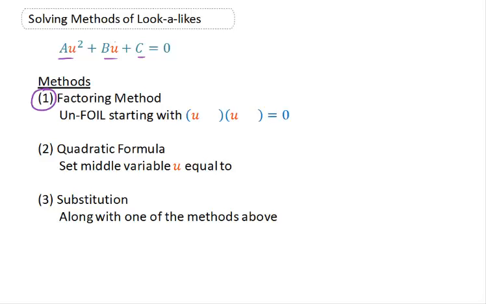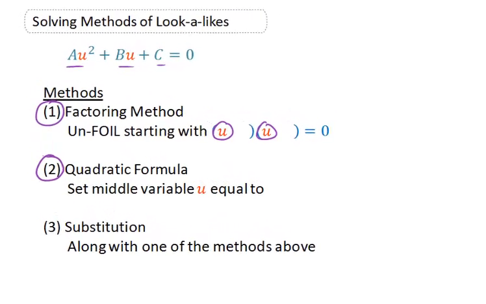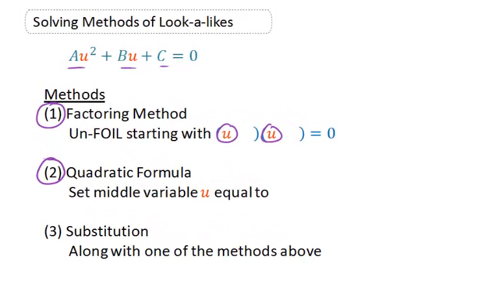Remember, whatever your middle term is here, that needs to be your first thing there. Now, if there are any numbers or coefficients to go with it, then we would have to include those as well. The second method I'm going to utilize is my quadratic formula. And the thing with this is, again, whatever your middle term is, that's what you're going to set equal to your quadratic formula. So normally our formula reads as x equals, and then the quadratic formula here.